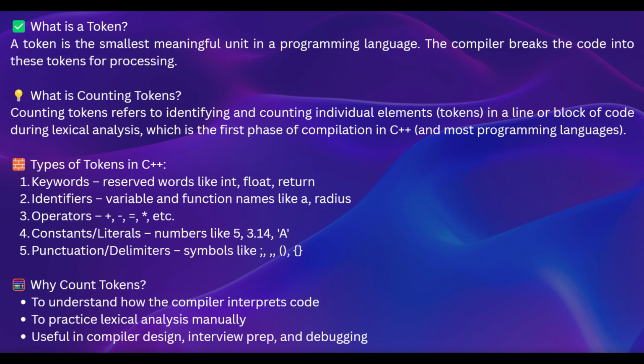Now you may think, what is counting tokens? Counting tokens means identifying and counting the individual elements in a line or a block of code, like int, x, =, 10, and semicolon, that we identified and separated. It is the first step of compilation in many other programming languages as well as C++.